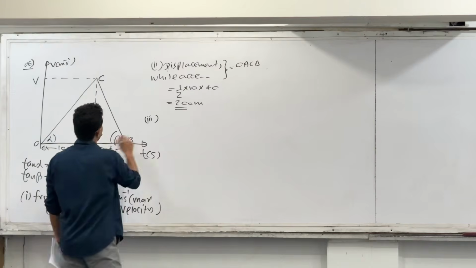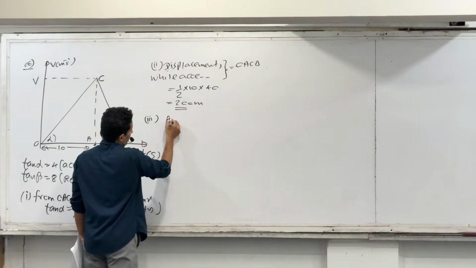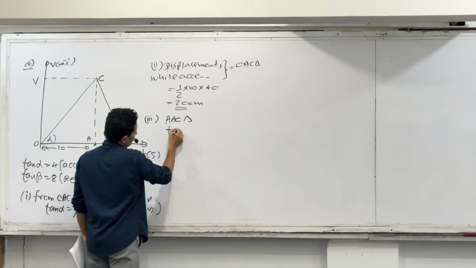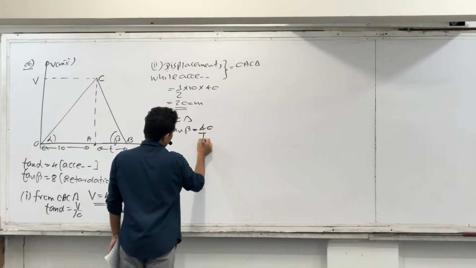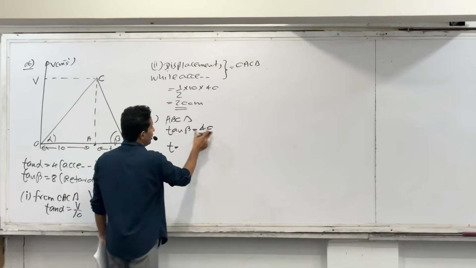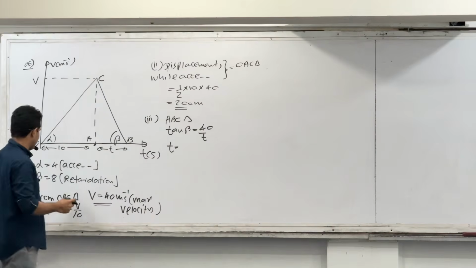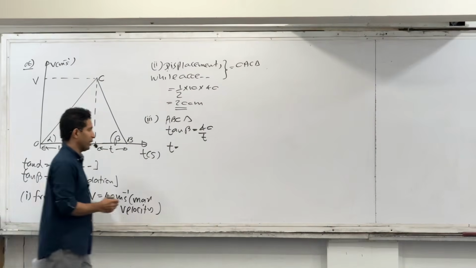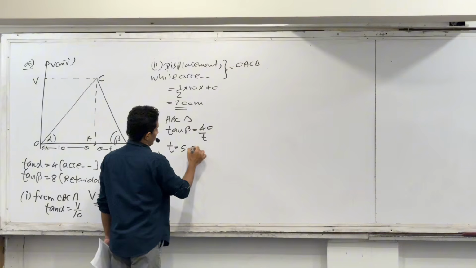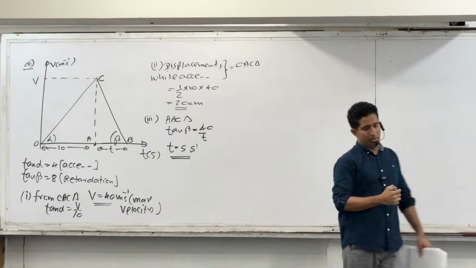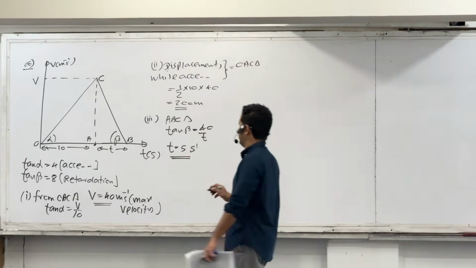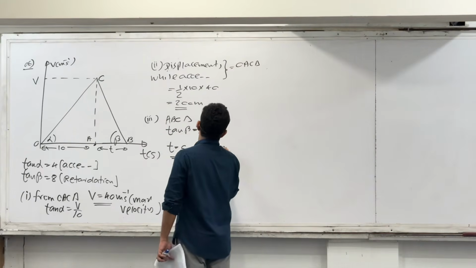From the ABC triangle, tan beta equals V over T, where we have taken V equal to 40. So T equals 40 over tan beta. What was tan beta? 8. 40 over 8 means 5 seconds. That is the time for retardation.